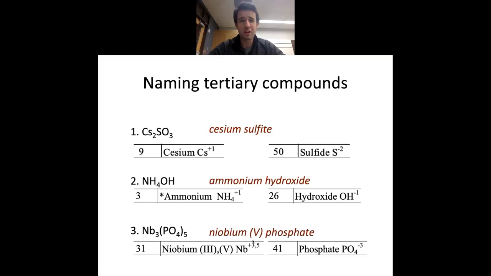So a little bit of math there in that last problem, but for these two, pretty much what you're doing is looking at what the periodic table gives you and copying that down, since in number 1 and 2, both of our cations only have one possible charge. But here, niobium, number 31, has 2 different charges, so we have to write that Roman numeral there. And again, sorry, this should be sulfite, not sulfide. Sulfite is SO3 2 minus.